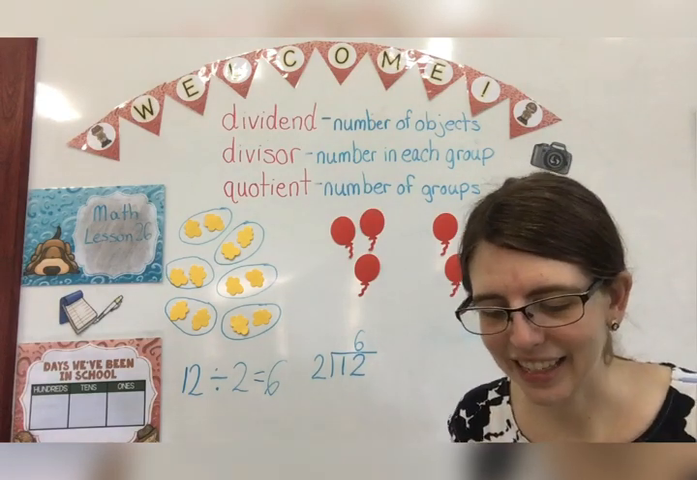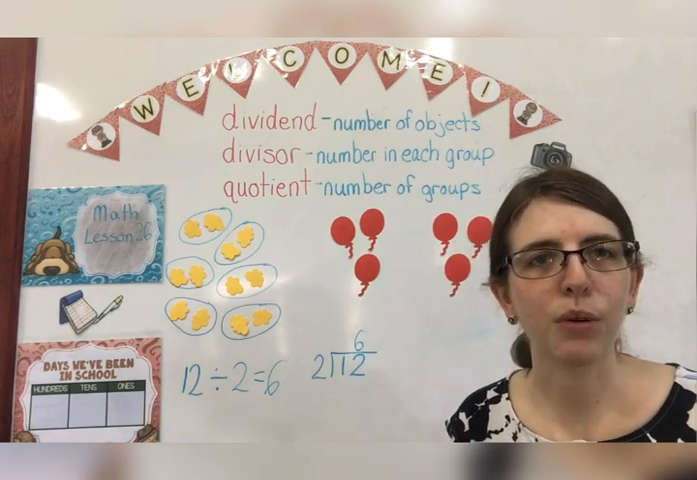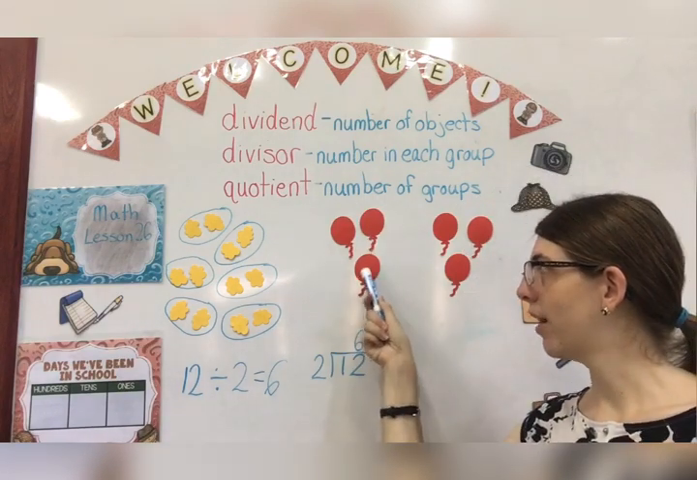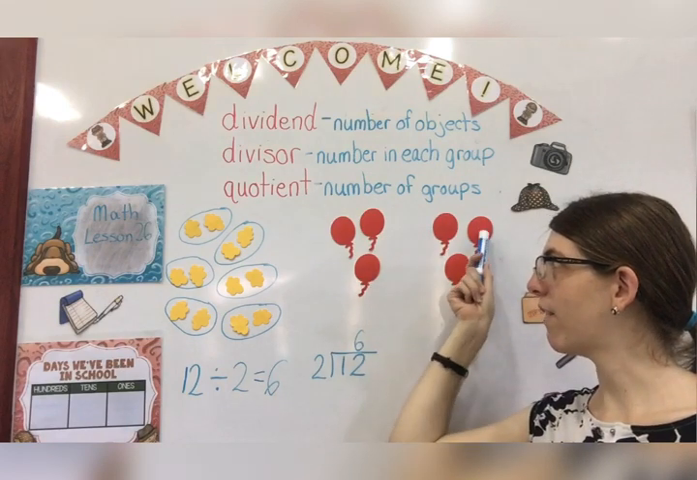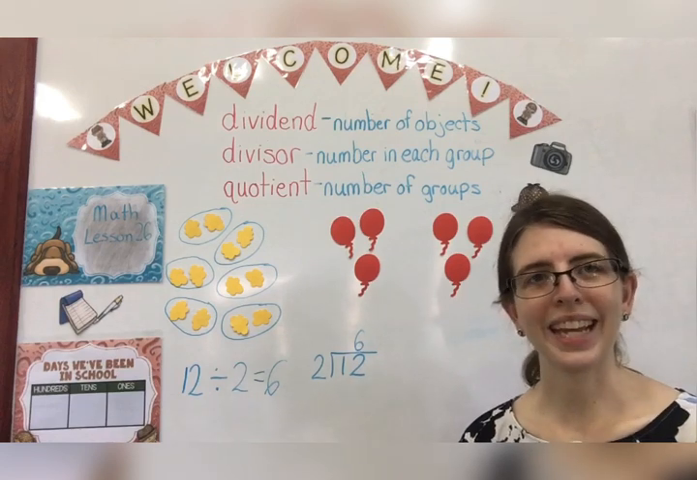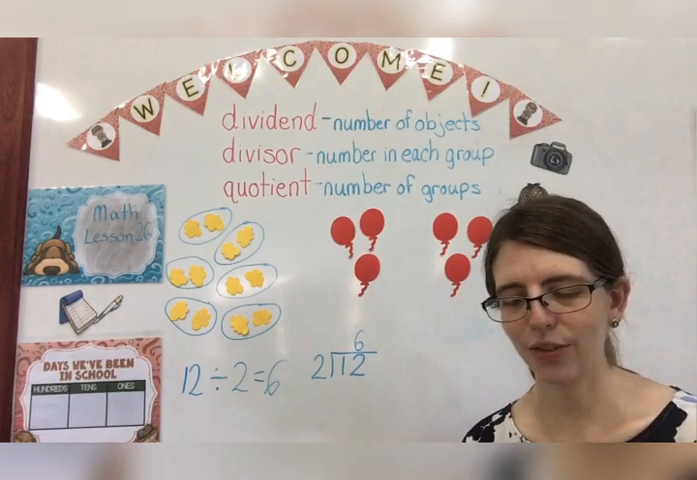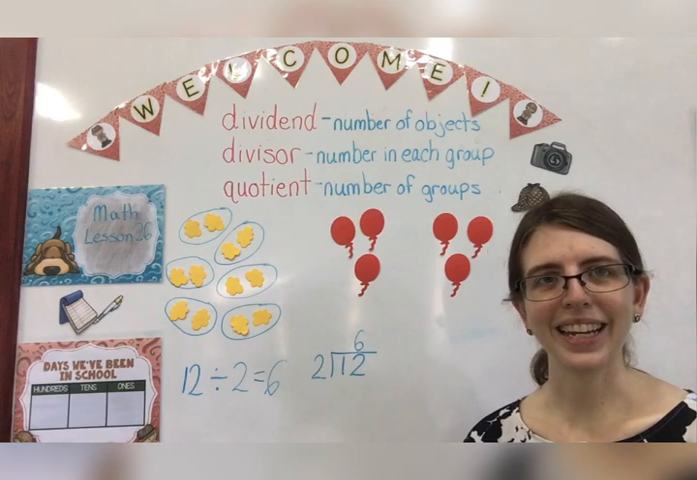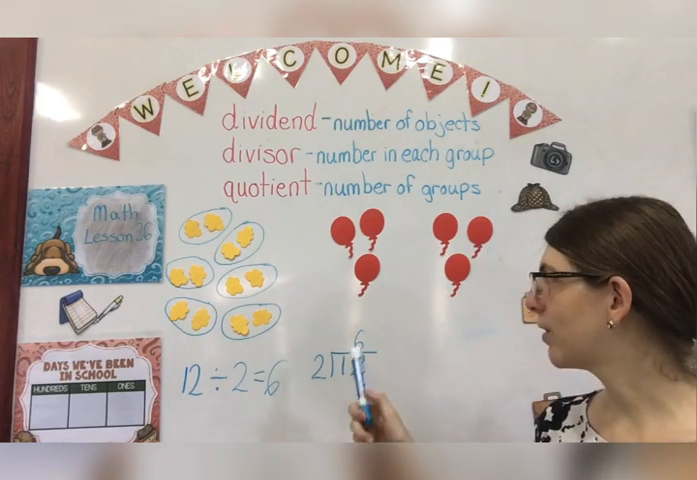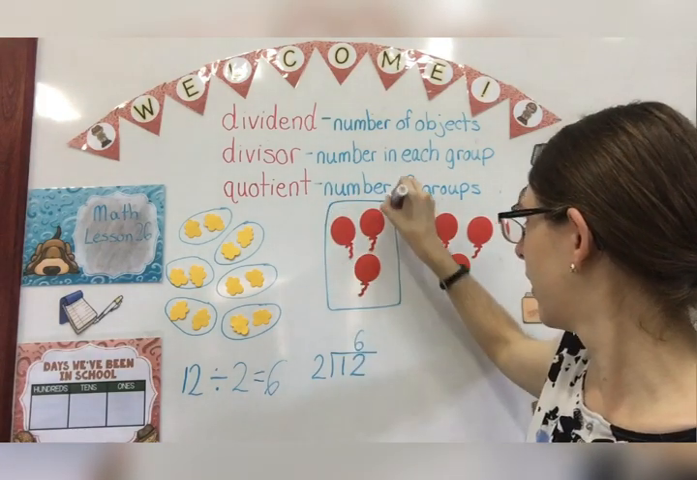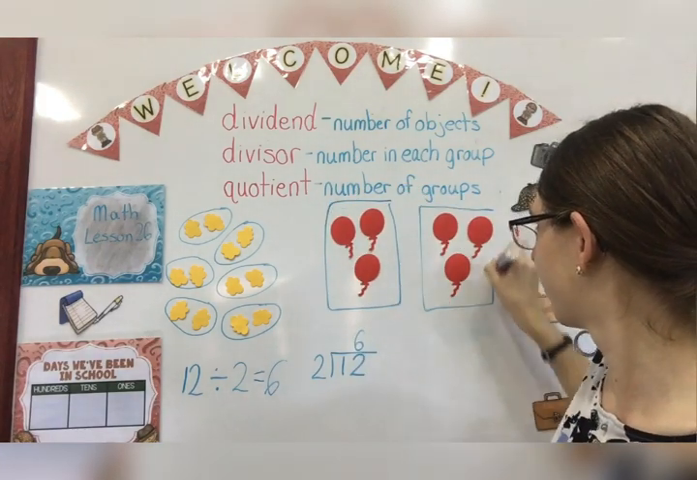All right, it says, letter A, how many velvet worms in all? So let's count. 1, 2, 3, 4, 5, 6. We have 6 velvet worms in all. So write 6 for letter A. How many velvet worms are in each group? So how many balloons are in each group? Here's one group, and here's the other group.